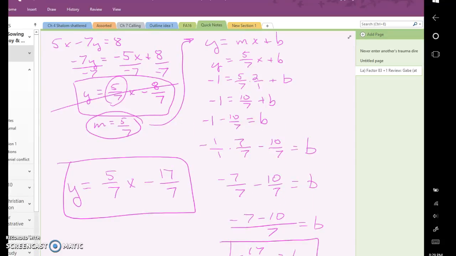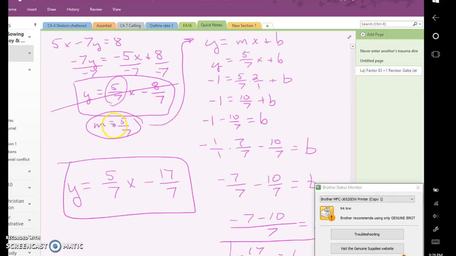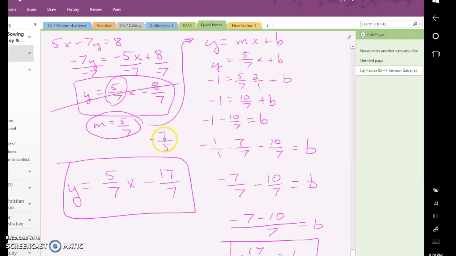If the question had asked you to find a line perpendicular, the only different thing you would have done is when you found this slope of 5/7, you would have flipped it and made it -7/5. Flipped it and made it negative and used that up here instead of 5/7.